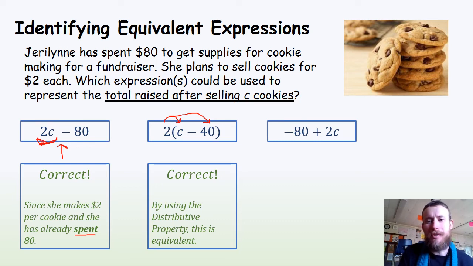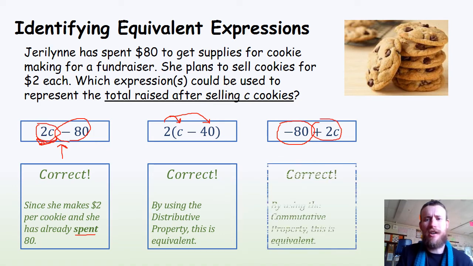And how about the third one? We got a negative 80 here. That seems good because there's a negative 80 there. And we got a 2c here, which seems good because there's a 2c there. So turns out this is also an equivalent expression. All of these expressions are correct for how much she's raised after selling C cookies.